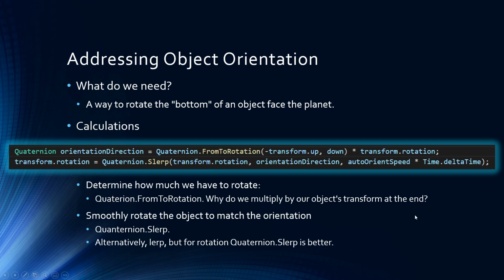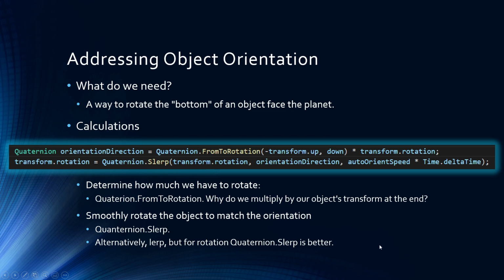So again, just going over those bullet points again, determine how much we have to rotate, Quaternion from to rotation. And again, why do we multiply by our object's transform at the end? Because our rotation could be anything. We don't want to assume our default value is 0 because we're in space. And we also smoothly rotate the object to match the orientation. Again, use Quaternion.Slerp. Alternatively, you can use Lerp, but for rotation, Quaternion.Slerp is better.